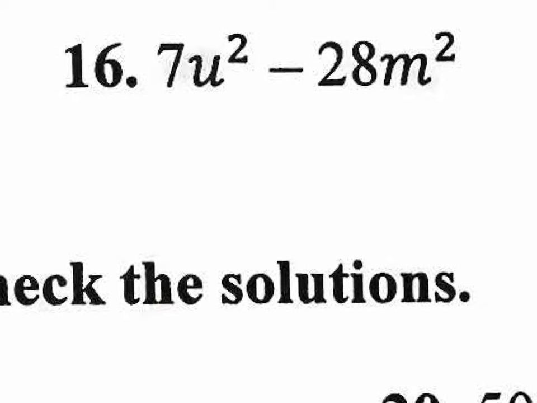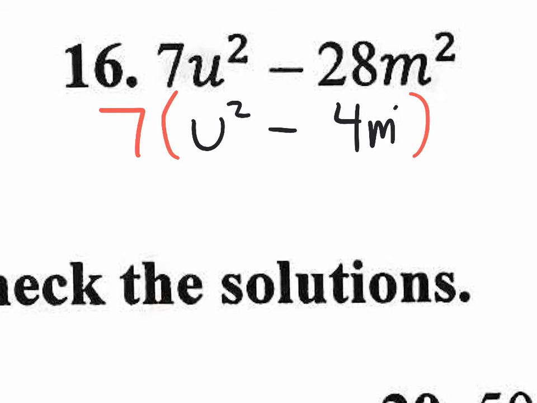What could I pull out of there? Well, there's definitely a 7 that you could pull out, the GCF, right? So there's a 7. There is no u in both. There is no m in both. So just a 7. What would be left on the inside? You have a u squared minus 4m squared.